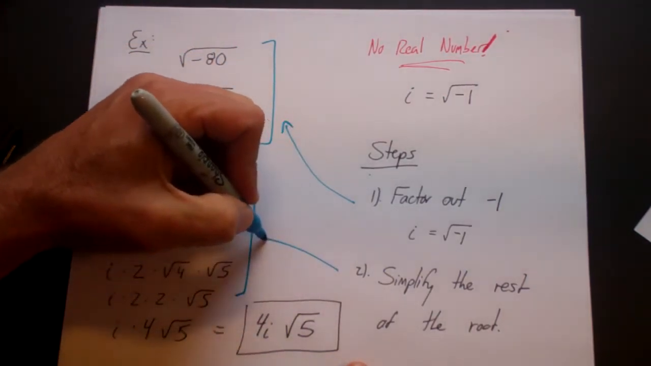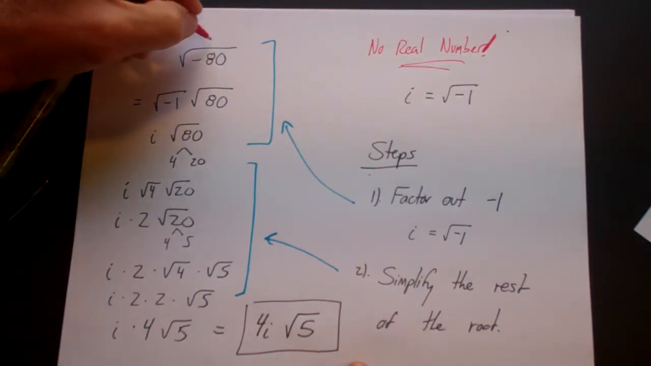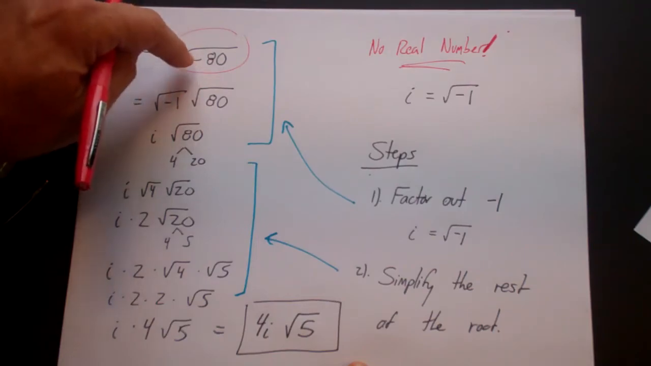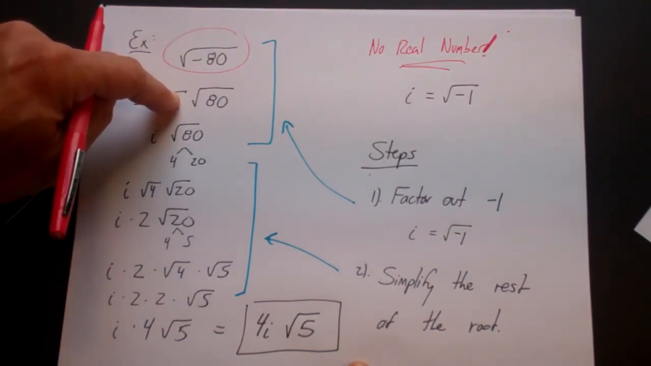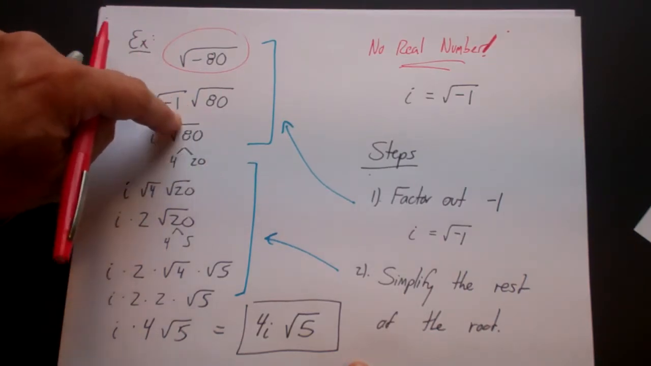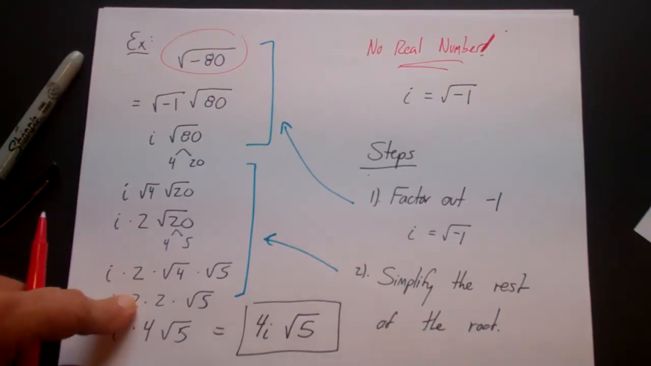So here's step 1. Whenever you have a negative underneath the square root, like you do in this problem right here, the first thing you do is you factor out a minus 1. You get to this point, because the square root of negative 1 becomes i, and then you just simplify the rest of the problem.